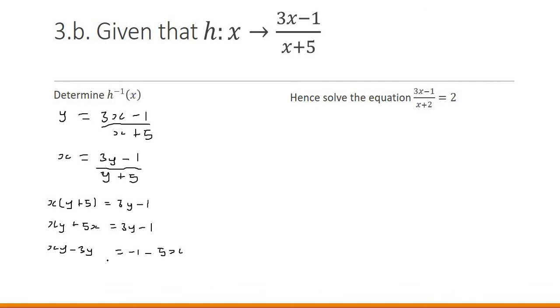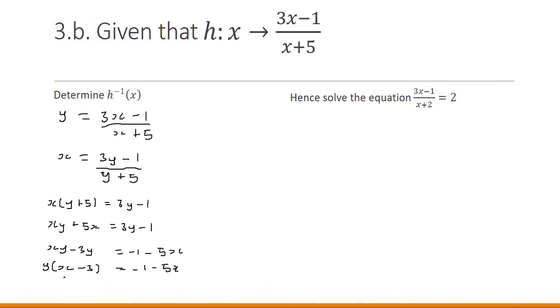Alright? At this stage now, I want y, so I have to factorize. So I have to factor out y. If I factor out y here, xy divided by y, that's going to leave me with x. And minus 3y divided by y, that's going to leave me with minus 3. And all of this should be equal to minus 1 minus 5x.